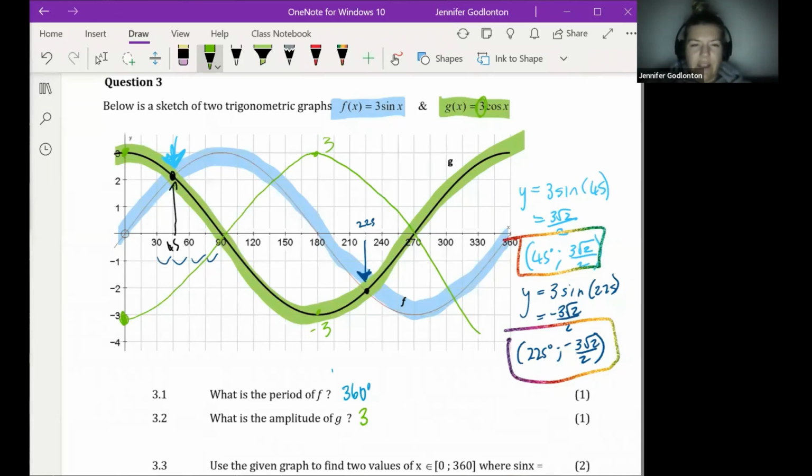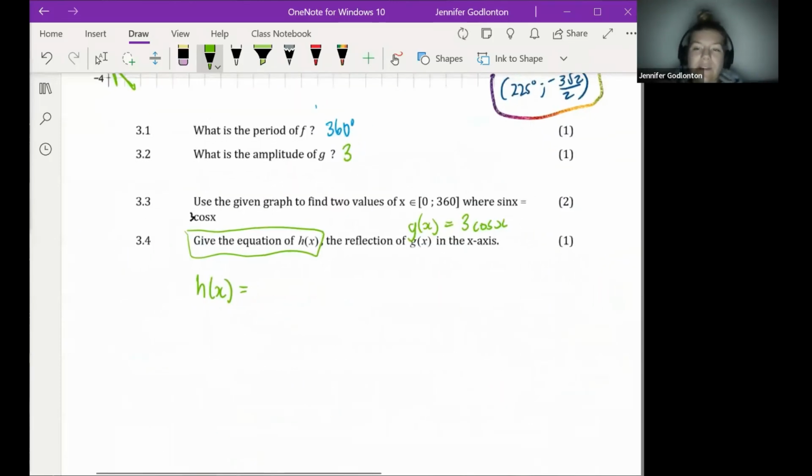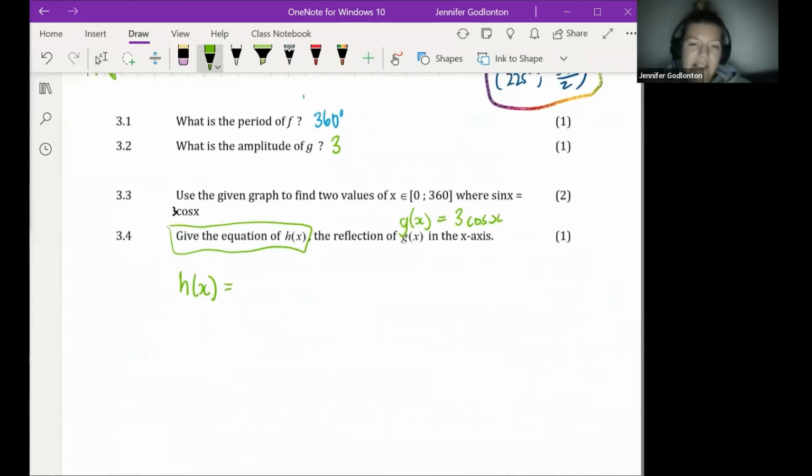I'm not shifting, but where am I starting now? Am I starting at my min or am I starting at my max? I'm starting at my min. And when I start at my min, it means that my A is negative. Okay, so all this means is we're just going to say it's the exact same graph, except it's a negative because it's just been flipped over. That's it. Not so bad.